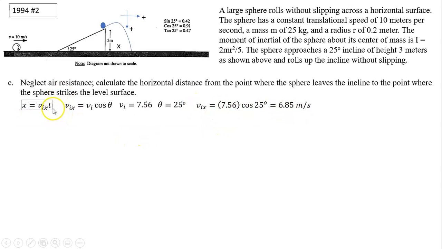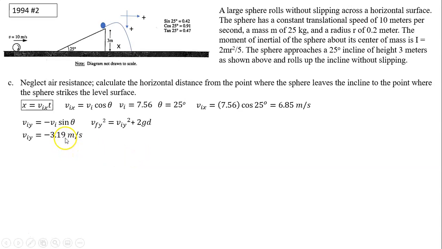Now we have to find t. To find t, we have to use the vertical parameters. So what do we know is v_iy. v_iy is negative v_i sine theta. Why is it negative? Because I have defined down as positive. So at this point, when it's just leaving the incline, it's going upward. So its initial velocity is upward, therefore it's negative. I substitute 7.56 times sine 25. I will get negative 3.19 meters per second.